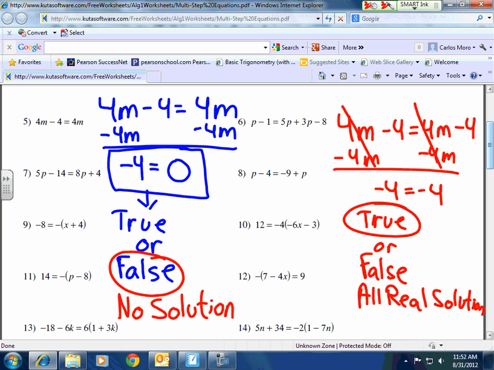For example, let's say that m was 3. Well, 4 times 3 minus 4 equals 4 times 3 minus 4. That's 12 minus 4 is 8, which does equal 8. All real solutions. So if you have a false statement once you have eliminated the variables, there's no solution. If you have a true statement after you have eliminated the variables, it is all real solutions.